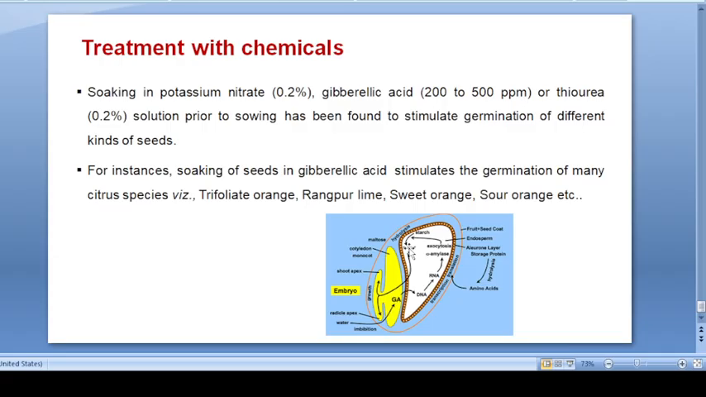Same way you do in coconut also, no? That is the same thing. So sometimes storage is also one option, dry storage or wet storage we can follow. Or thiourea is one chemical commonly used to break the dormancy of some vegetables. Okay, this is all about what is propagation and seed propagation. Next class we will see propagation through vegetative means.